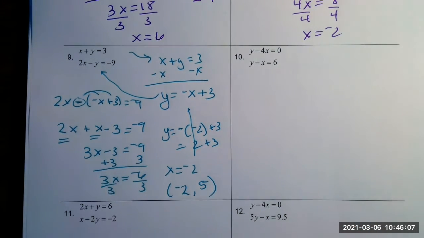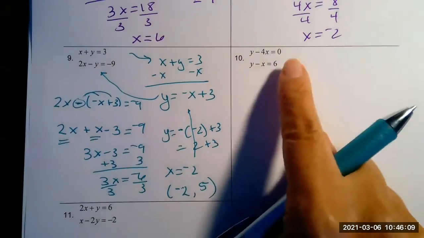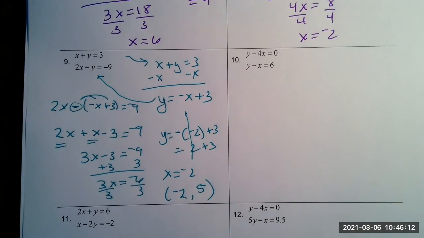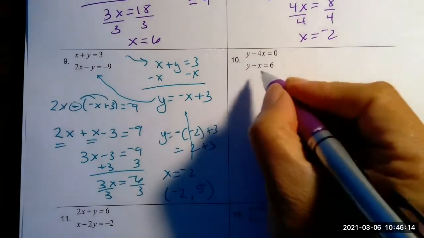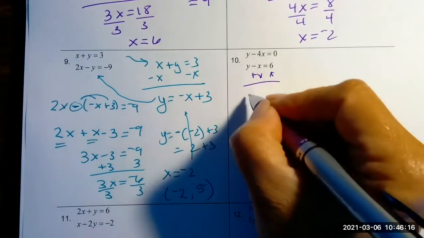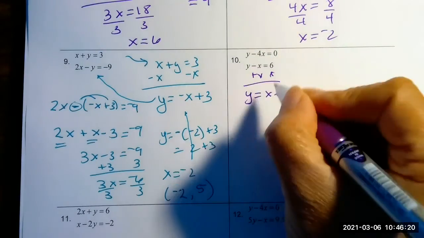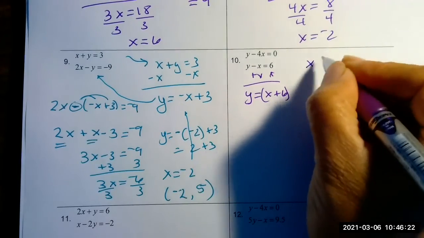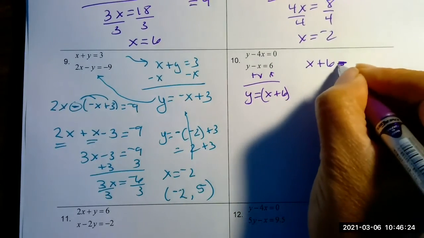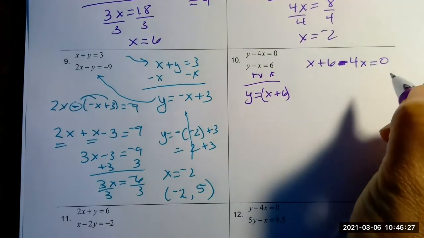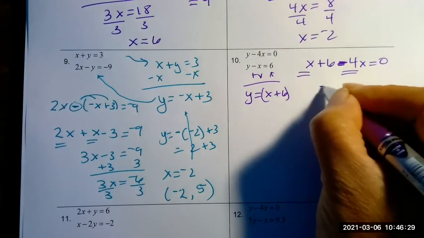All right. Try that one. That one's done the same way as this one. Okay, so now I'm going to add x to both sides. So y equals x plus 6. So now I'm going to substitute this into that one. x plus 6 minus 4x equals 0. I'm going to combine like terms.